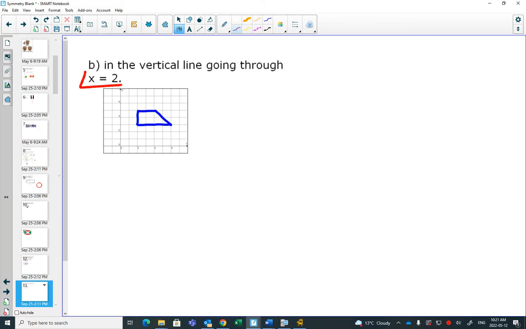This one's reflecting in x equals 2. So for an x equals line, you have to think, where is my x value 2? So I look on my x-axis, and I draw a line through all the points where x is equal to 2. That will be a vertical line. So horizontal lines are always y equals. Vertical lines are always x equals.